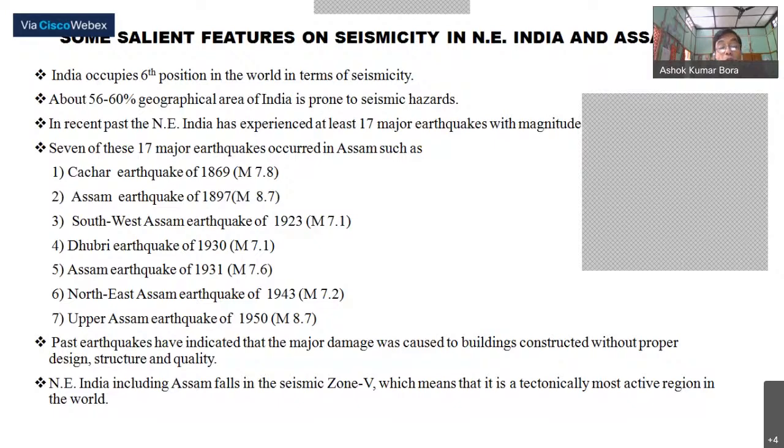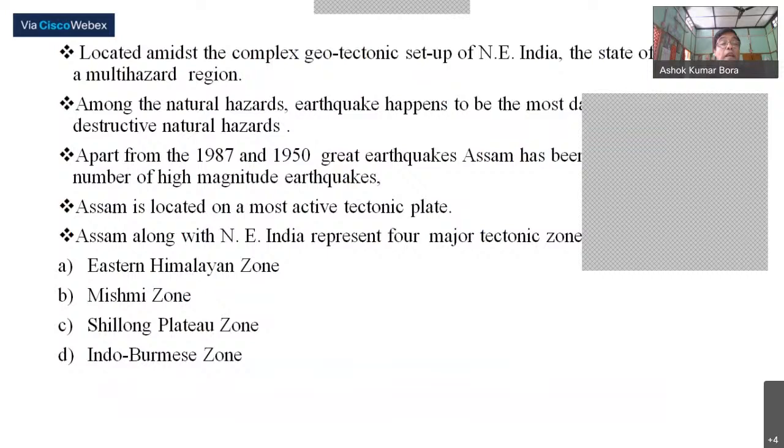Northeast India, including Assam, falls in seismic zone 5, which means that it is located in a highly tectonically active region. As I have already mentioned, located amidst the complex geotectonic setup of Northeast India, the state of Assam is a multi-hazard region. Besides earthquakes, there are landslide problems, flood problems, riverbank erosion problems, and a host of other hazards in Assam, and amongst them, the earthquake happens to be the most disastrous and destructive.